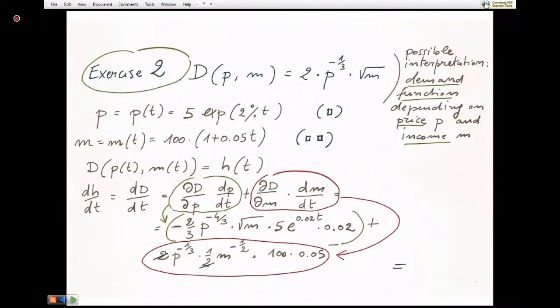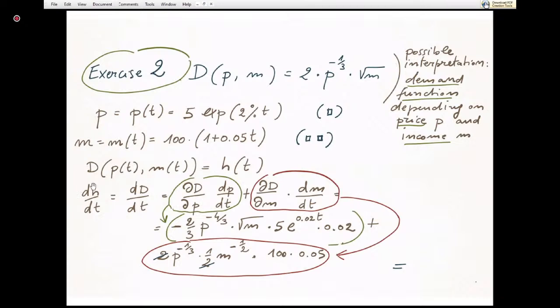Now, suppose that the price increases exponentially, and the income in this model increases linearly: it's 100 times 1 plus 0.05t. So basically at t equal to 0, it is 100, then it increases linearly. The demand function, regarded as a function of price and income, is in fact a function of time.